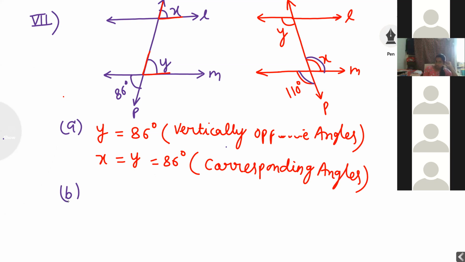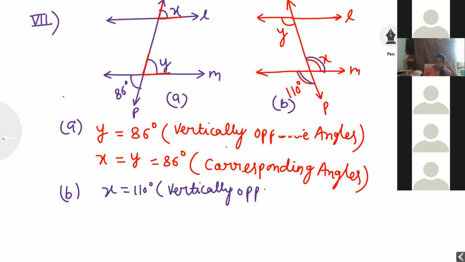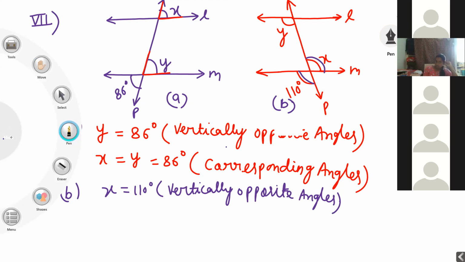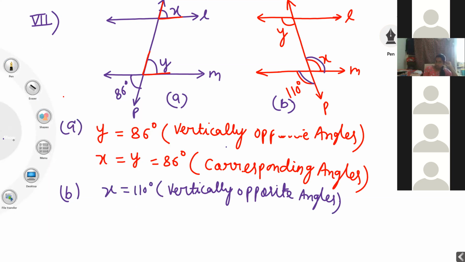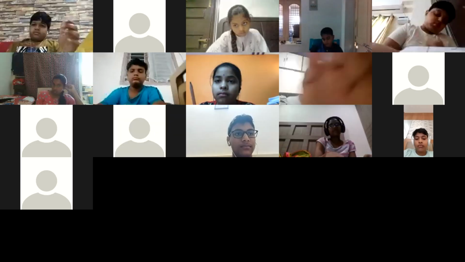B. A figure, B figure. X is equal to 110 degree, Y vertically opposite angles. Now how to calculate Y? Concentrate here, everyone. Am I audible? Now concentrate how to calculate Y.